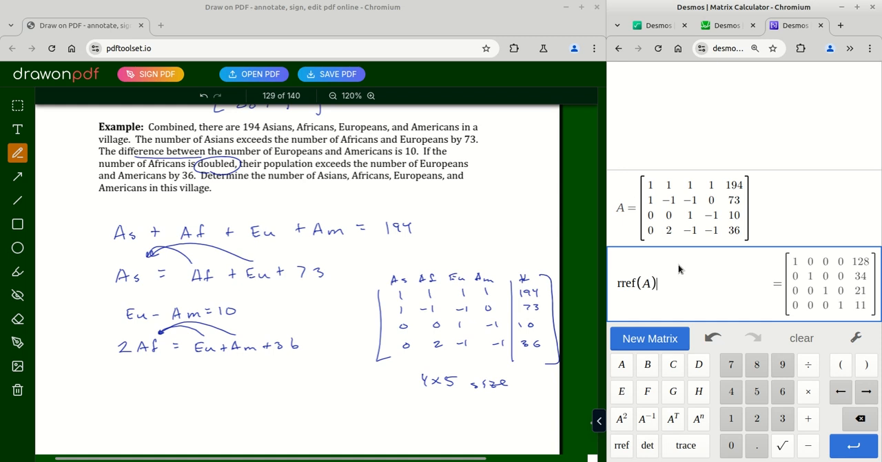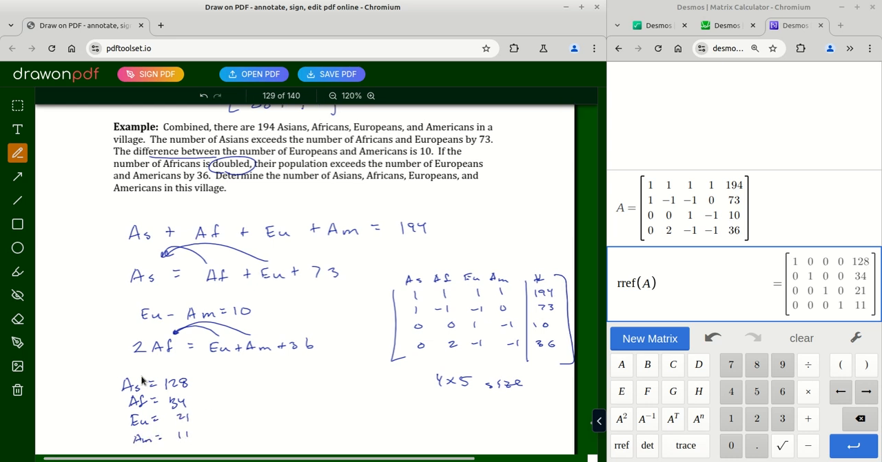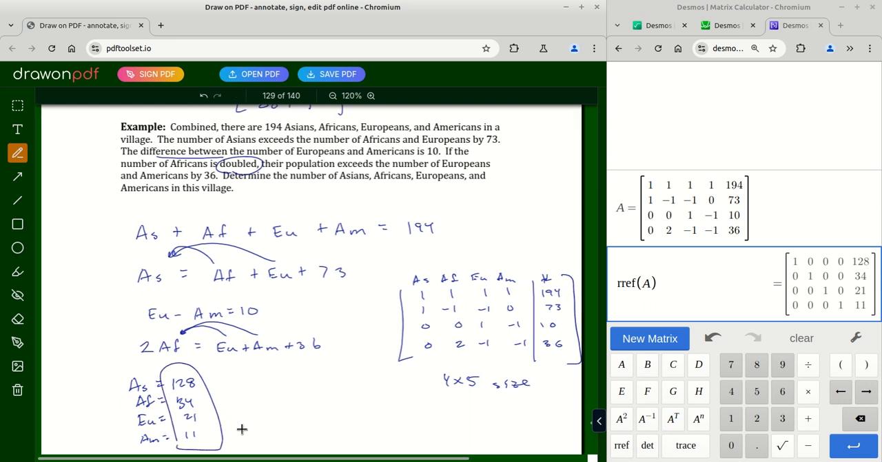There it is. So Asians is 128. Africans is 34. Europeans is 21, and Americans is 11. There, whatever. Okay, that's good enough. There you go. We're done.